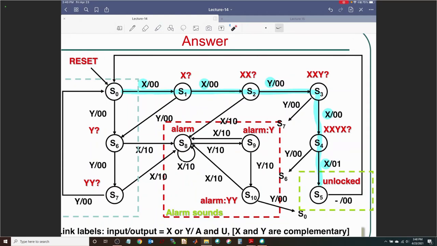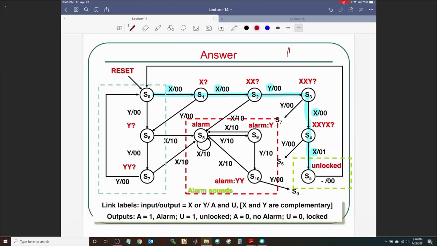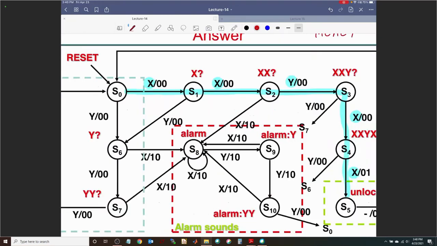This is a Mealy finite state machine in which we are activating our outputs in response to our inputs as well as the current state. So our outputs are denoted on the arrow. Let's talk about them. What are they?